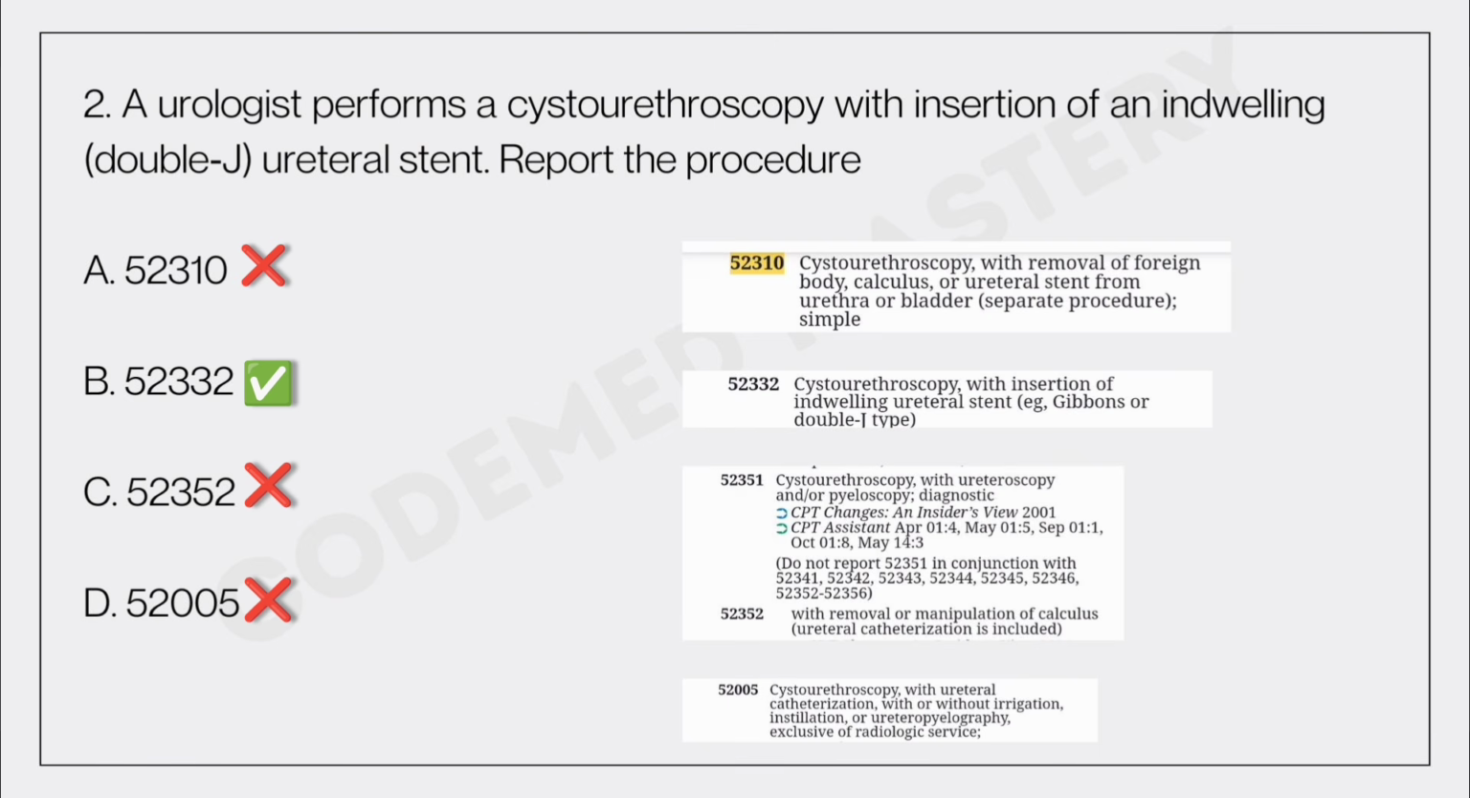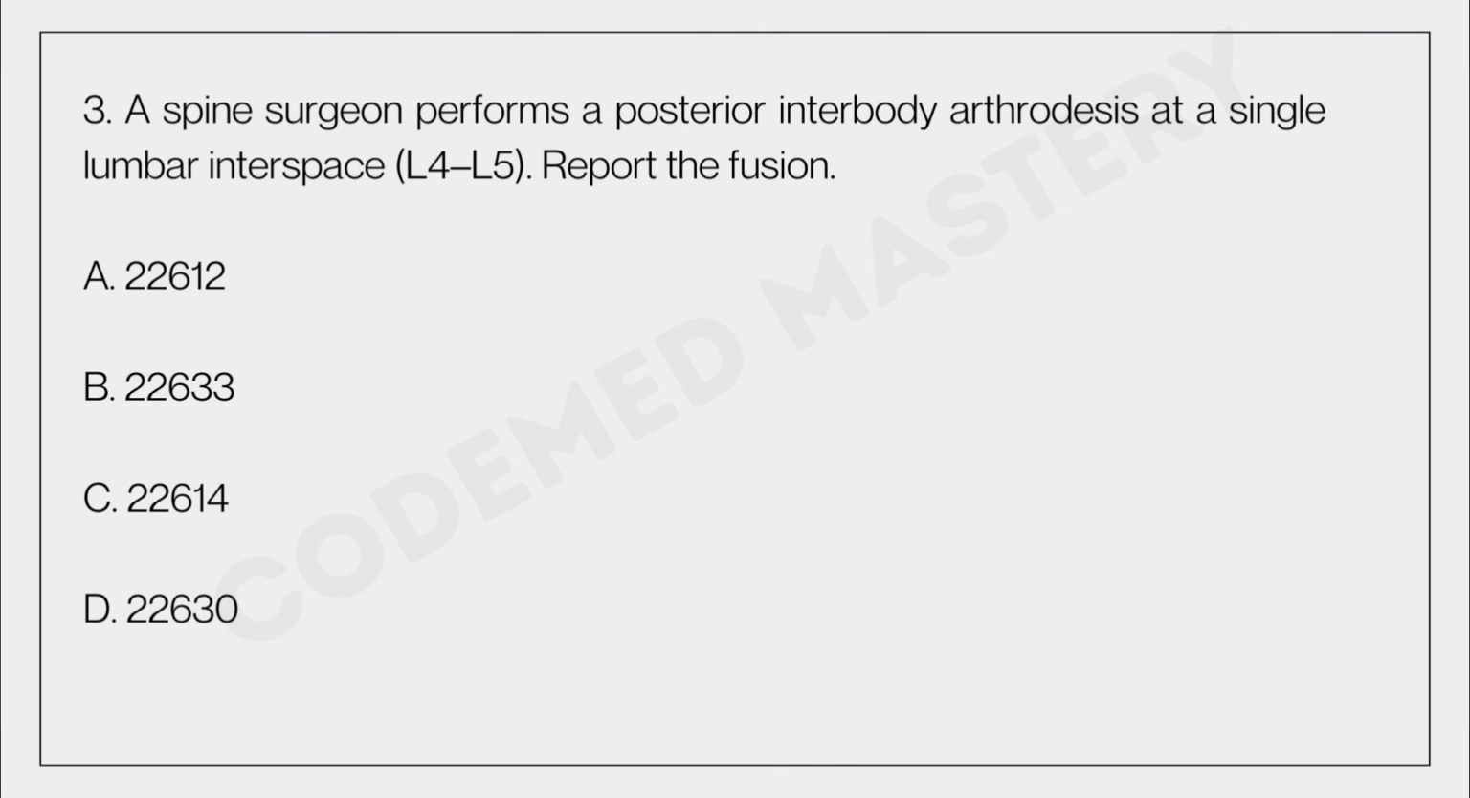Next question. A spine surgeon performs posterior interbody arthrodesis at a single lumbar interspace L4 to L5. Report the fusion.